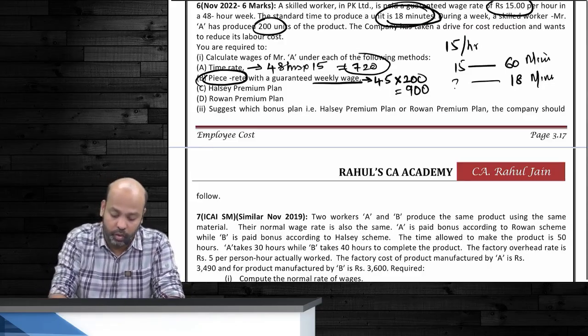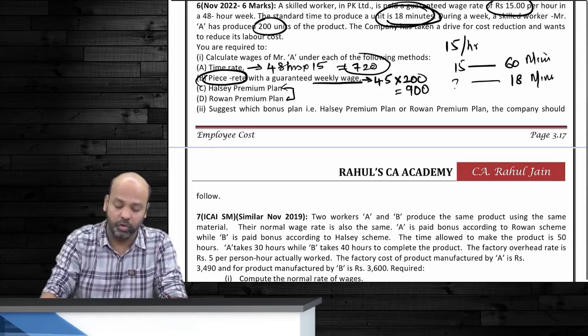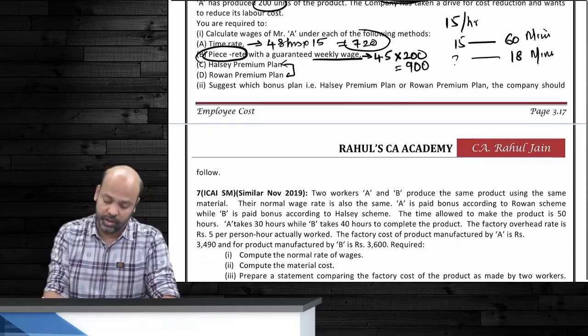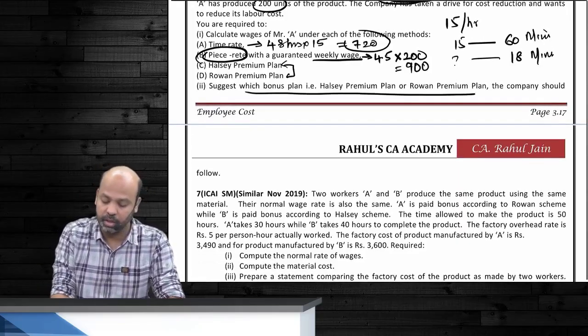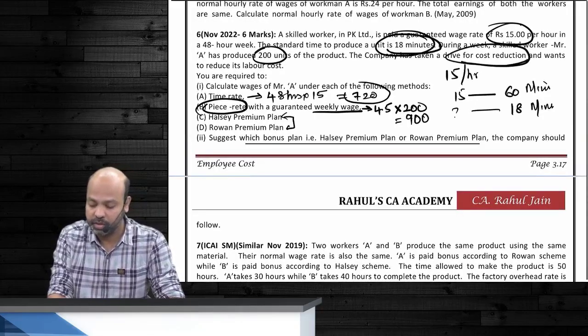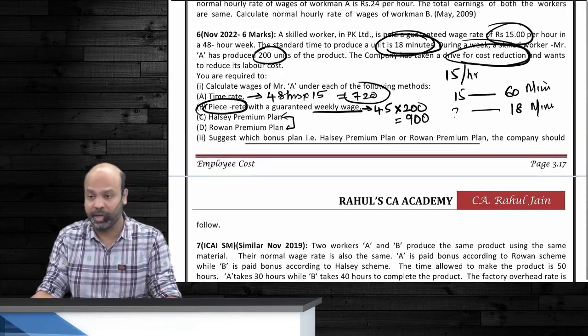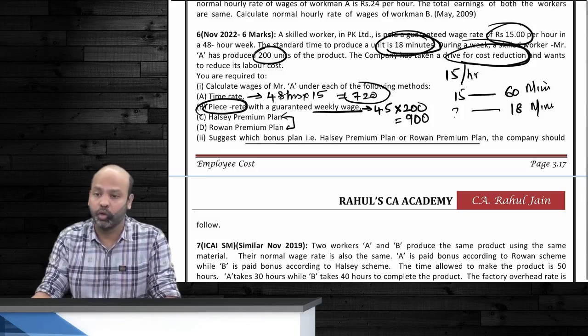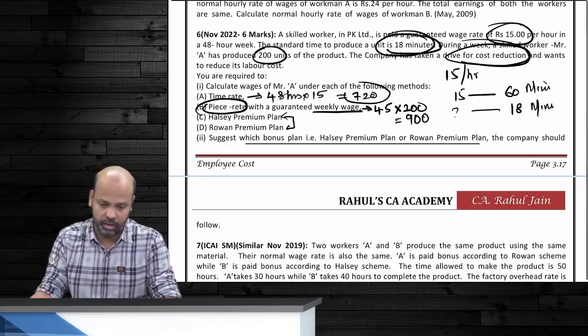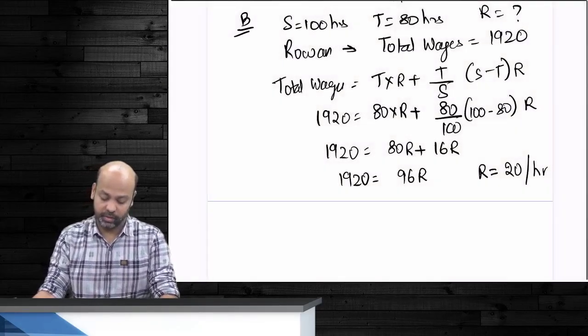Under Halsey and Rowan plan, beta, the same formula that we have used, you know what is the standard time, you know what is the actual time. When they ask for your suggestion, guys, which bonus plan, remember the objective is to reduce cost. You will have to select the plan that results in a lower amount of wages. That is how you're going to decide. Are we clear? Let's write the given details, guys.